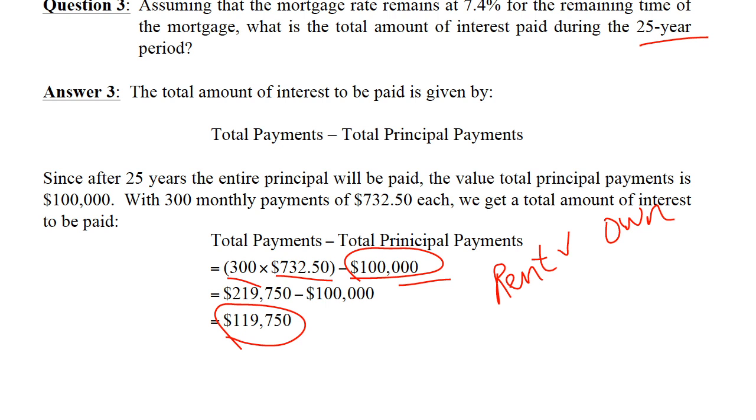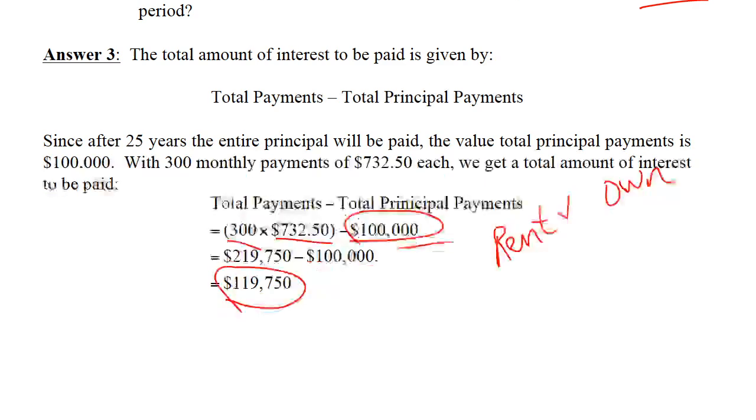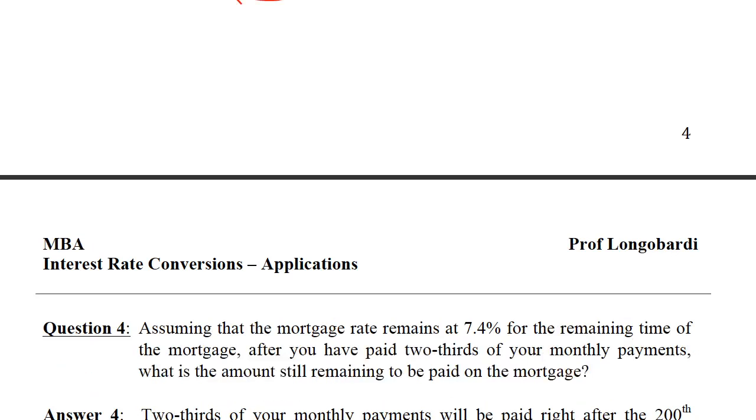All right, so hopefully you learned something there. Let's see, the last question. The last question is about the refinancing. How are we going to do this? Assume the mortgage rate remains 7.4% for the remaining time of the mortgage. After you've paid 2/3 of your monthly payments, what is the amount still remaining to be paid on the mortgage? So 2/3 of 300 payments means right after your 200th payment.